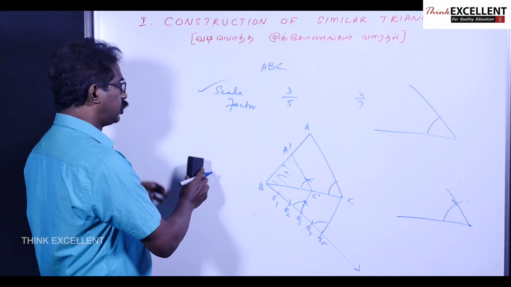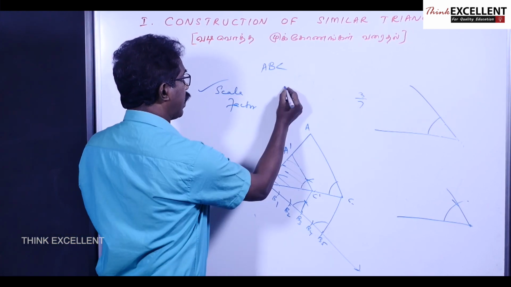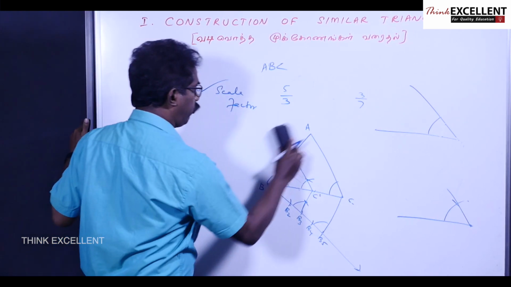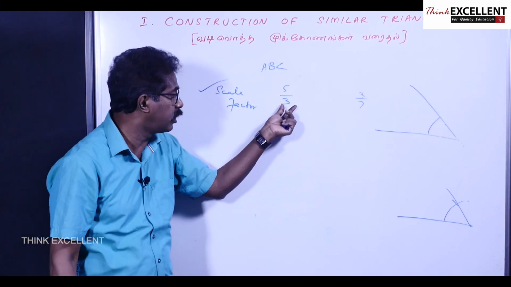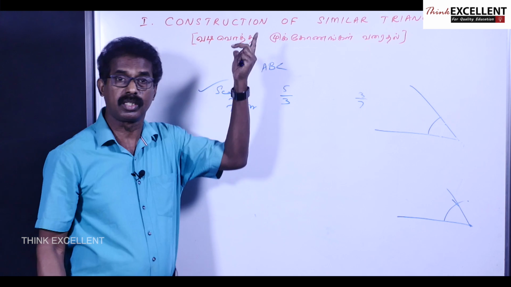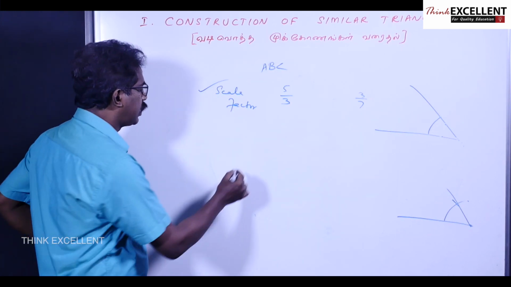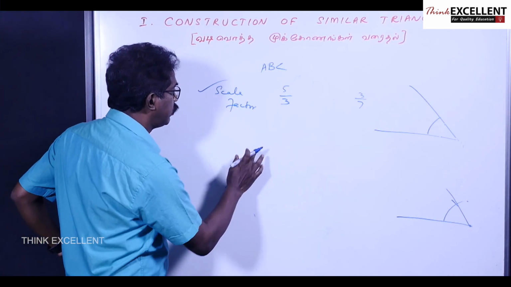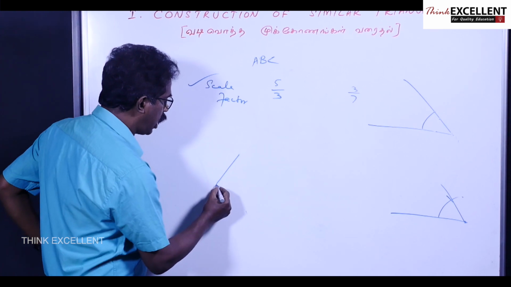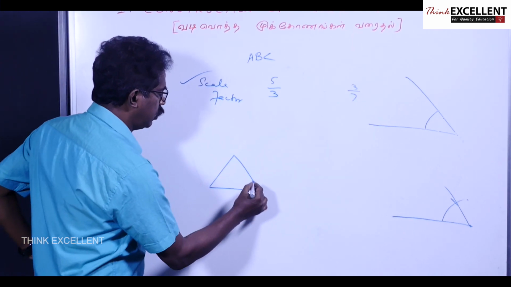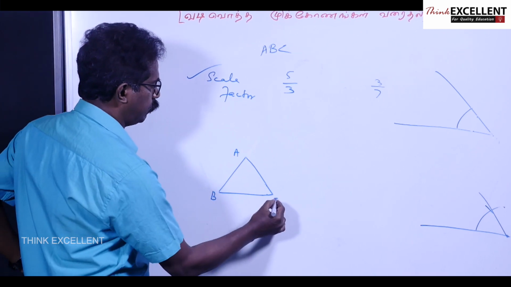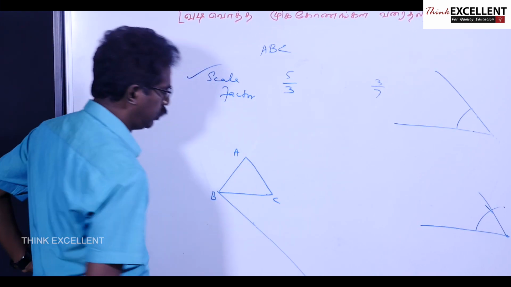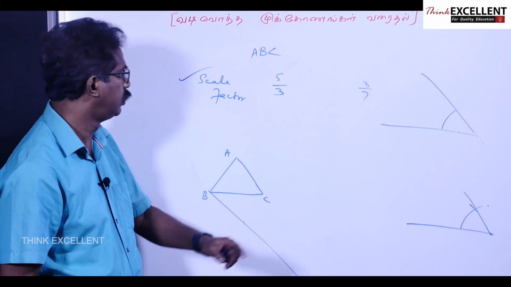Suppose the question is say 5 by 3. The denominator is smaller, so the given triangle corresponds to 3. We have to get a larger one, right? So you draw a small triangle here for the given measurements, say ABC. Draw an acute angle, draw a line.